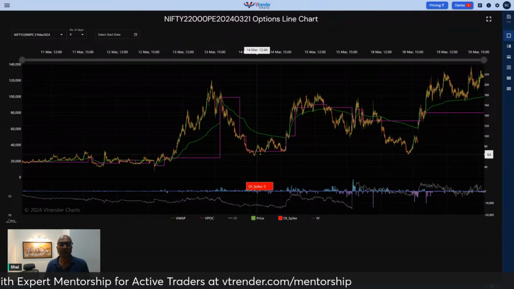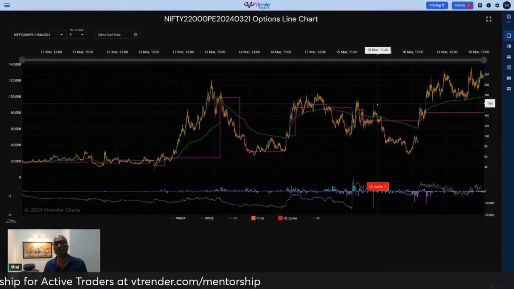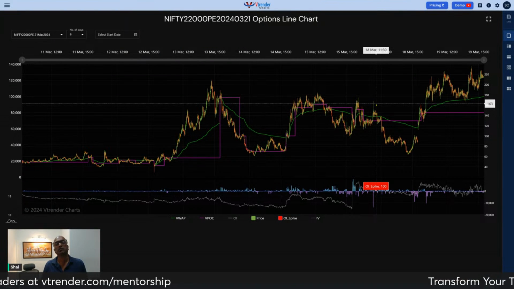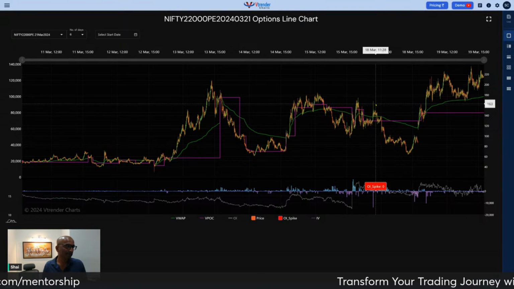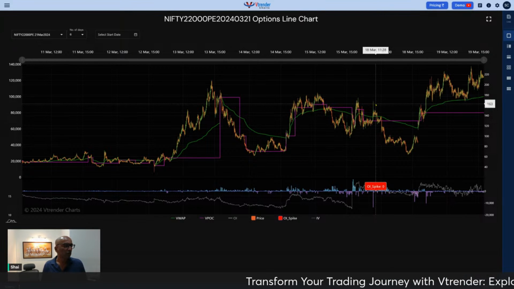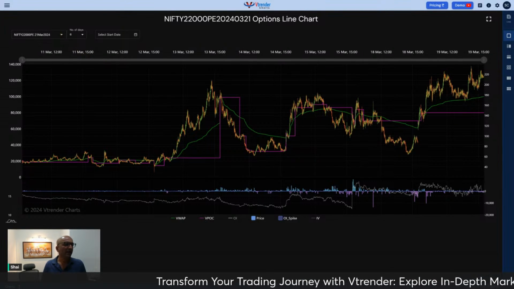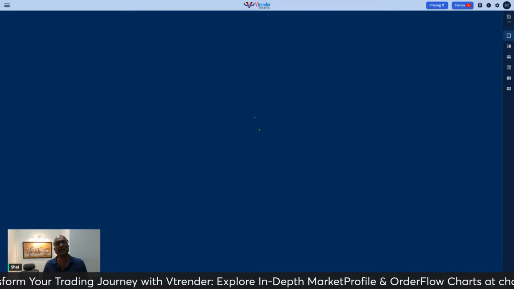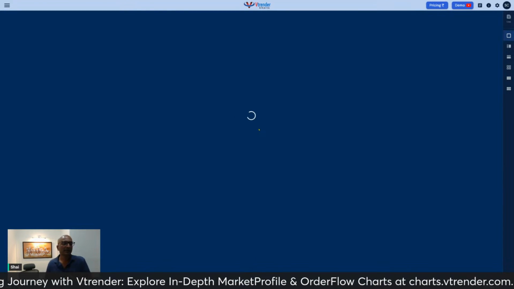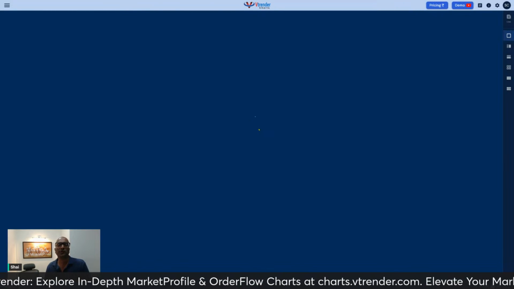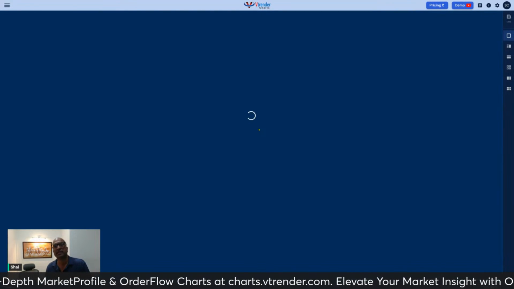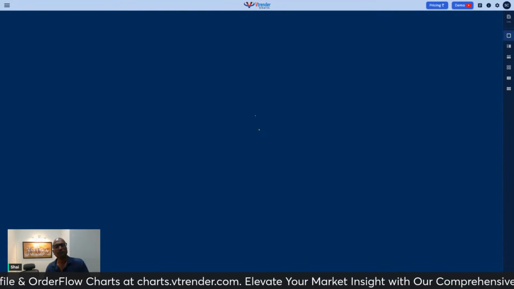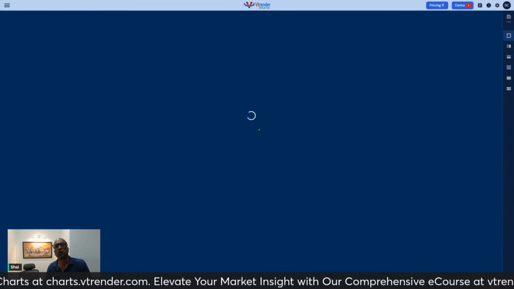If you start working with these kinds of levels given by VPOC, you'll have a better chance of getting good at trades. You can keep looking at any particular strike, but choose a strike you're trading with. Don't just go randomly into a 22,100. I put up 22,100 PE and 22,000 PE because I was actively trading with that strike today. But you can choose whichever strike you're trading with.